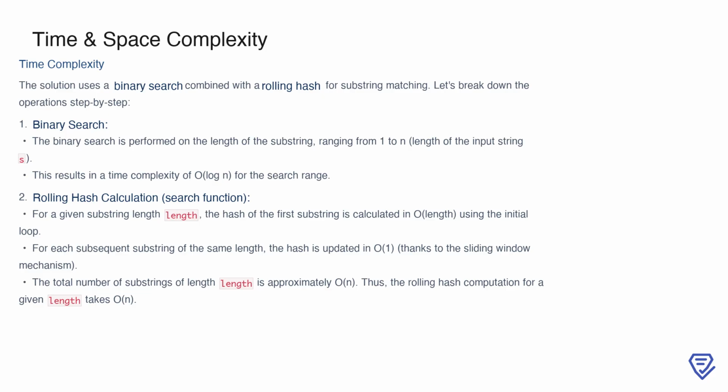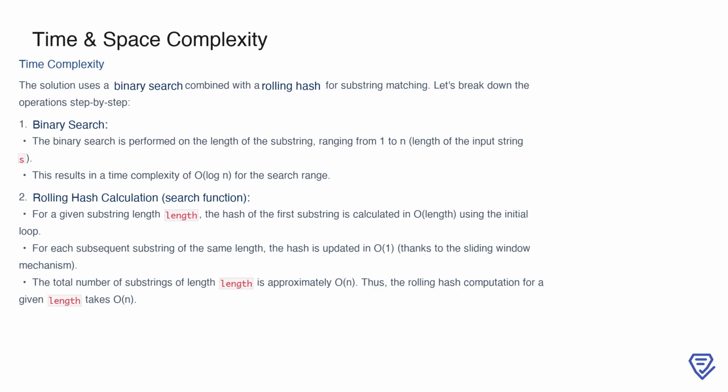Here, we analyze the time complexity of the solution, which involves a combination of binary search and rolling hash. First, binary search is applied to determine the length of the duplicate substring. Since the search range spans from 1 to the length of the input string, n, the number of iterations required is proportional to log n.